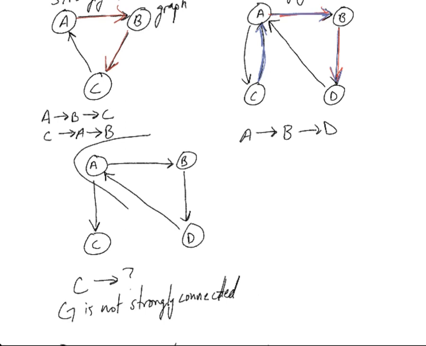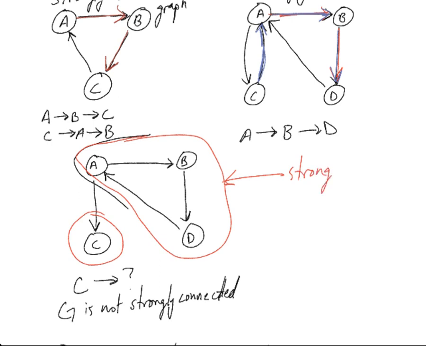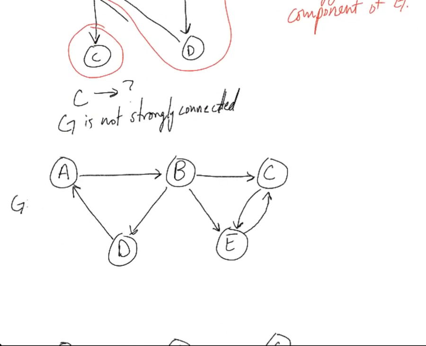If we take a subgraph, let me change the color here, that subgraph there, A, B, and D, that subgraph is strongly connected. And this is also strongly connected because it's just itself. So this is called a strongly connected component of graph G. And so the topic of this video is to talk about how we can split a directed graph up into its strongly connected components.